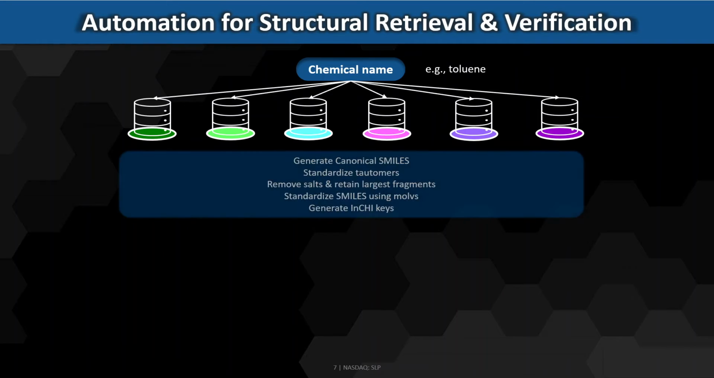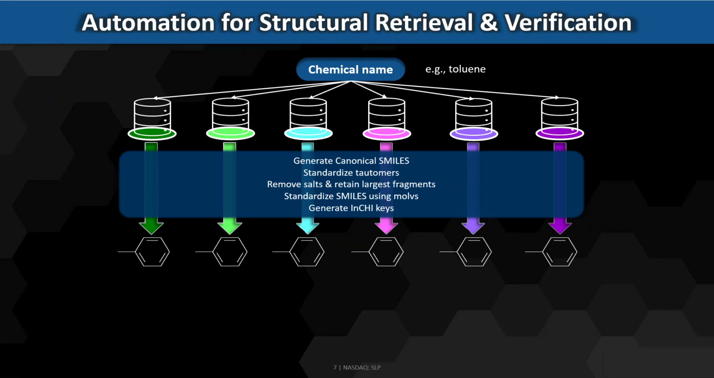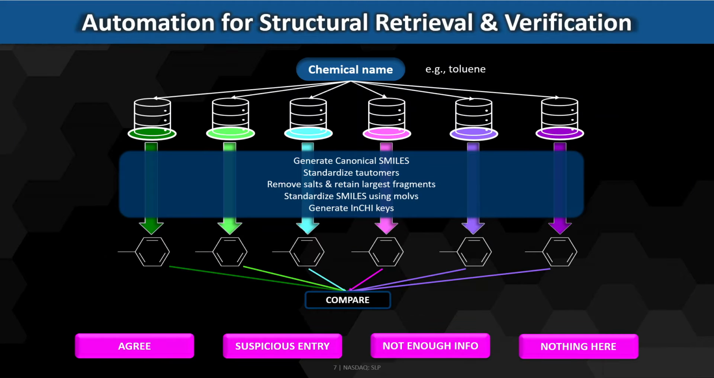Then they go through structural cleaning and standardization, such as generating canonical SMILES, standardizing tautomers, removing salts, generating InChIKeys, and so on. Then, when the processed structures are ready, they are compared and categorized. In this example, they are all the same, so toluene would go into the agree category. If the results are different, it will go into the suspicious category.